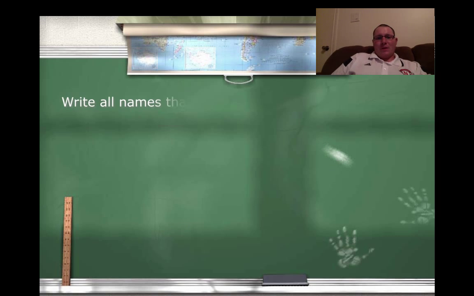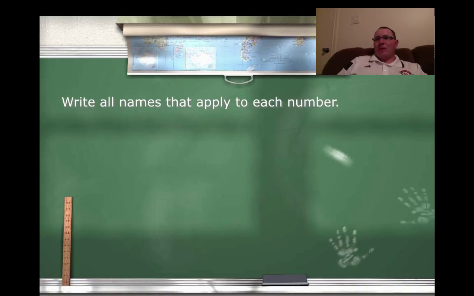Okay. Now let's do an example. We need to write all names that apply to each number. I want you to try this out. Try to come up with what kind of a number this is. You should be able to see it right away. Okay, -10. What type of number is this?